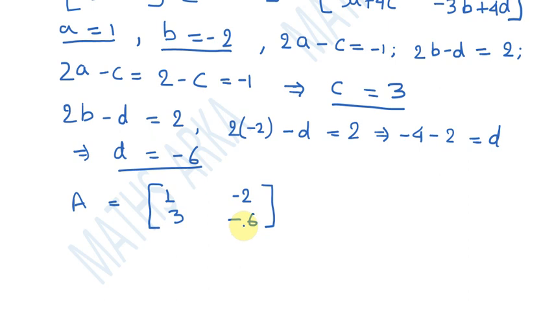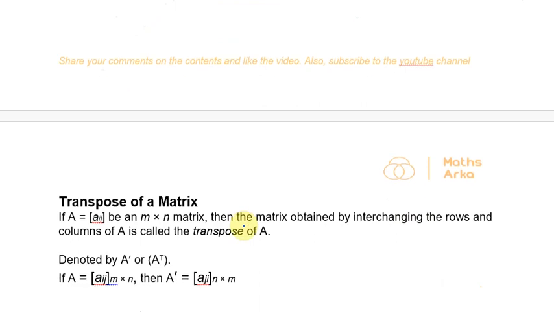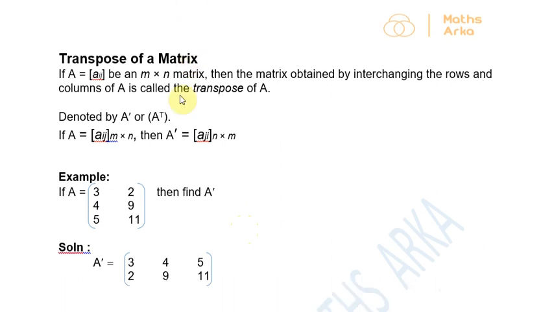Now let's move on to the next part. Next, what we could see is transpose of a matrix. So what does transpose of a matrix mean? Transpose of a matrix, let's talk about one of the generic matrix of order m cross n. Then the matrix obtained by interchanging rows and columns is called transpose.